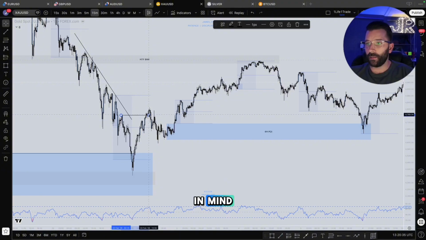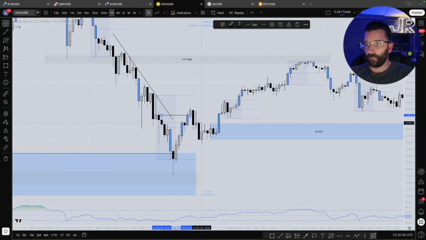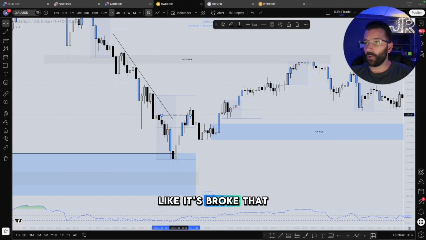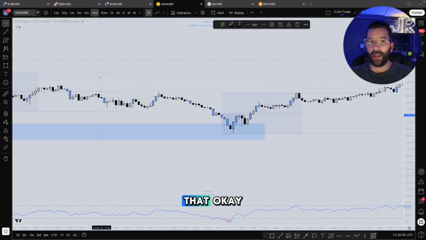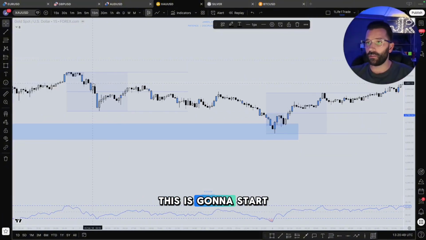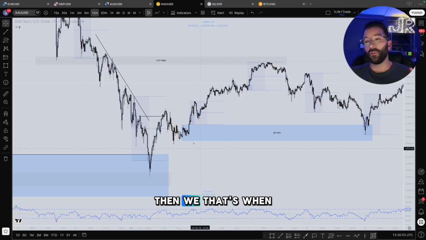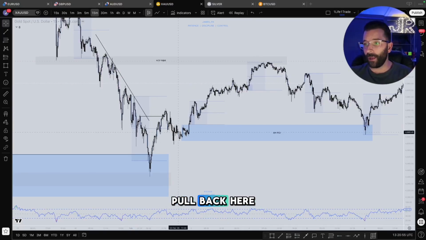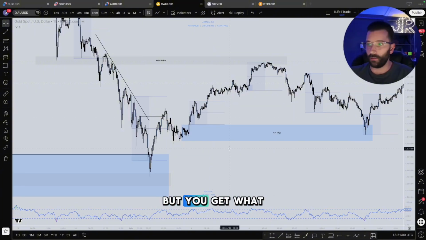Bear in mind, that's the 15 minute. What does it look like on the hourly? Yeah, you can even see on the hourly, it's broke that there. So that's a good confirmation. If you can see it on the hourly, if it's broke that area, that's more confirmation. Right, this is going to start coming back bullish again. So that's when we think, okay, we have a little pullback here. That's when we can start looking into trades going longer. Again, I didn't trade Monday, but you get what I'm trying to say.